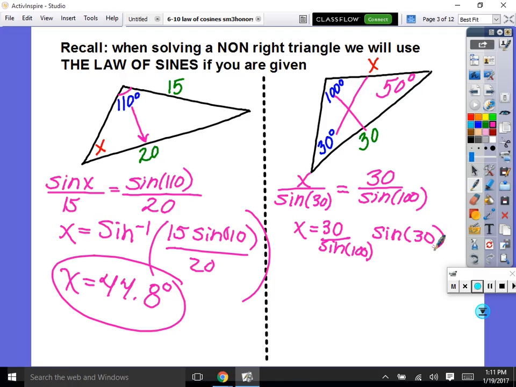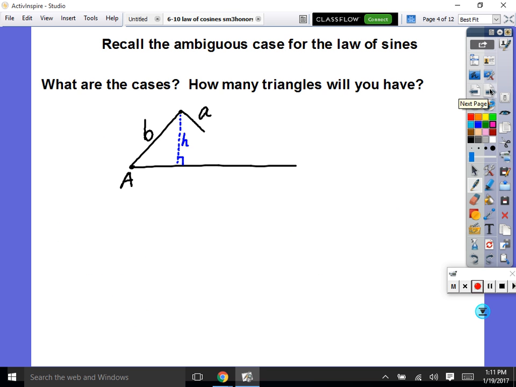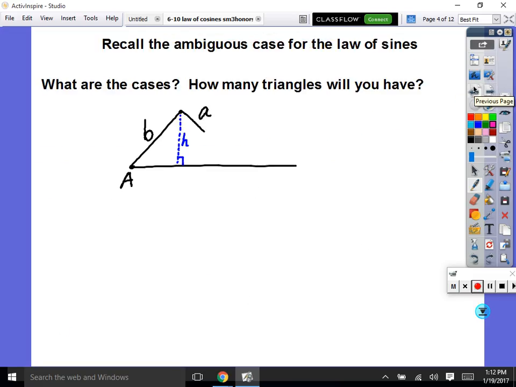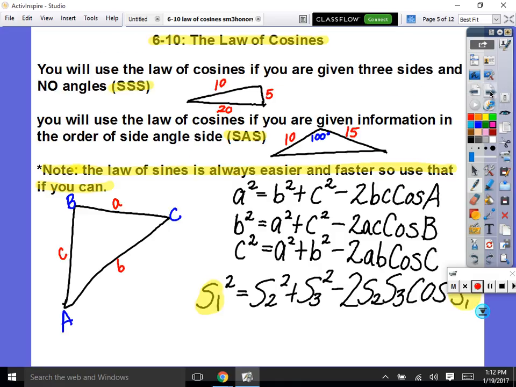Go, type it in. Everybody else get the same thing? 15.2. Now that was a side length. Perfect. Sweet. That's when we use the law of sines. And that brings me to the law of cosines. We've already gone over that with the ambiguous case, where we can have 1, 0, or 2 triangles. Okay. This brings me to the law of cosines.